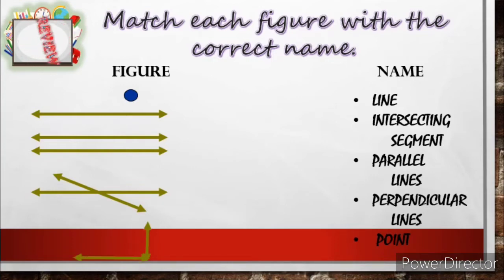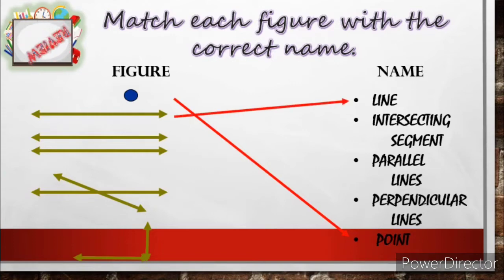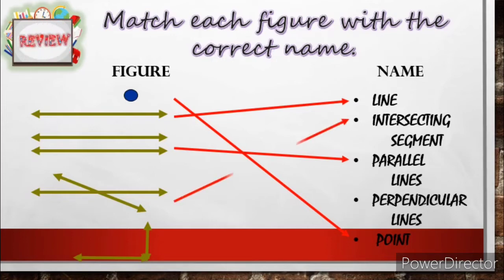So let's answer. First figure will be a point. Very good. Second, absolutely, it's a line. Third, very good, parallel lines. Fourth, yes, it's an intersecting segment. Last but not the least will be the perpendicular lines. I know that you're already familiar with the lines. So today, we are discussing about the angles. Let's begin.